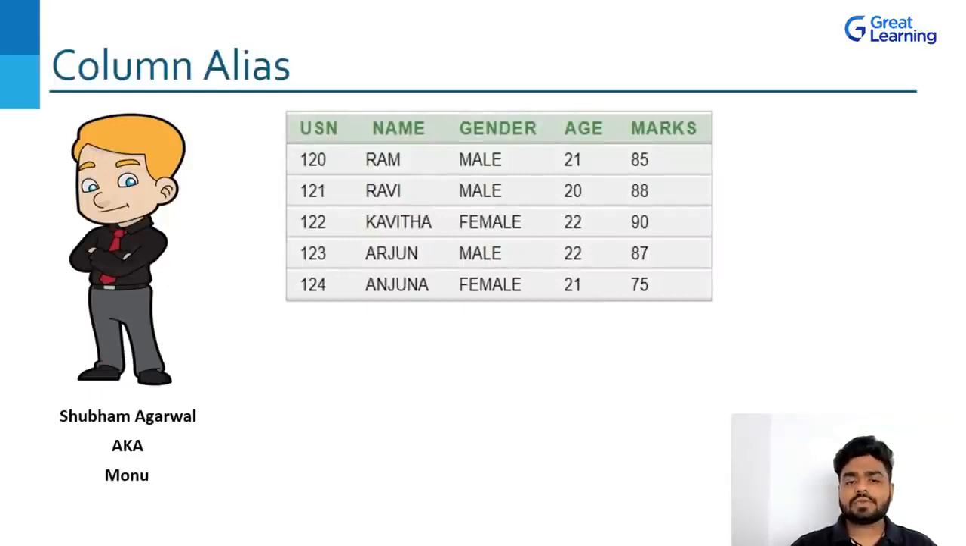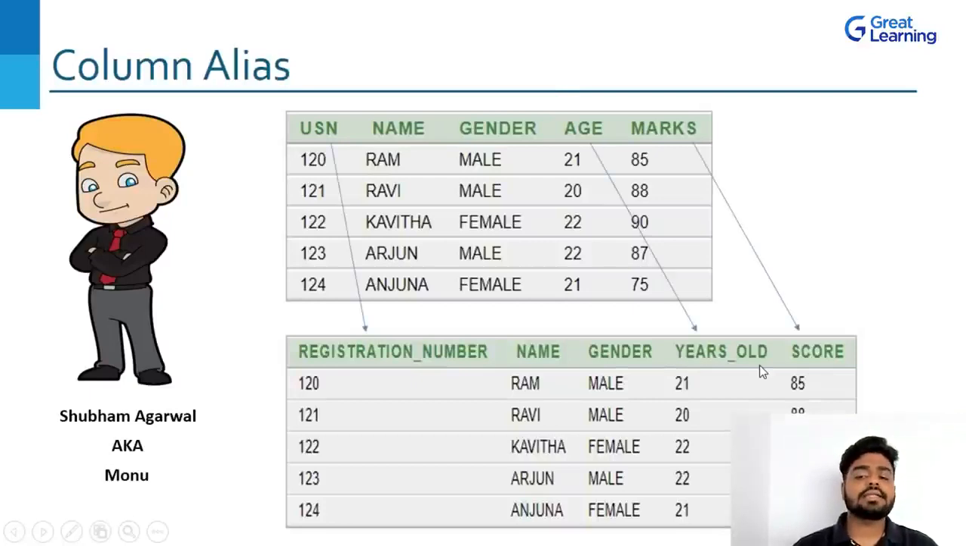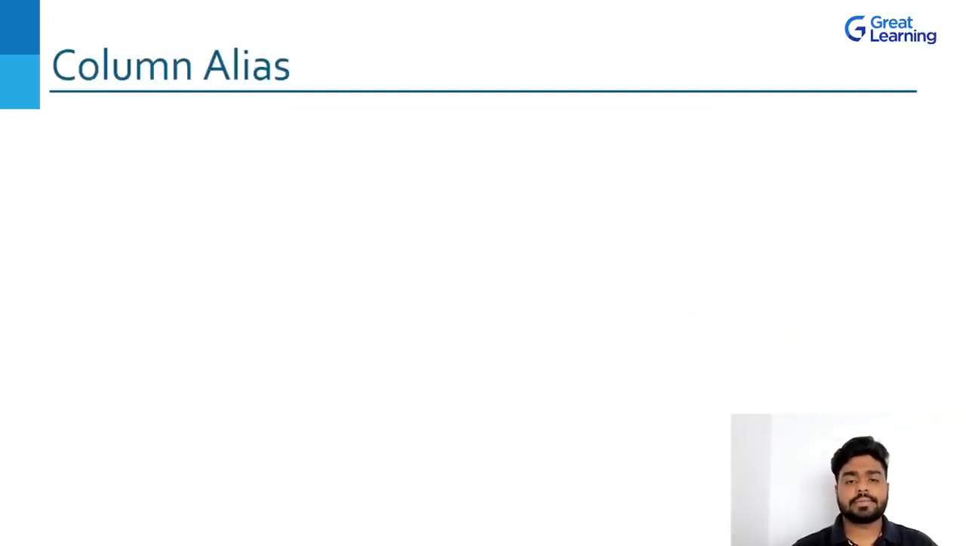Let's say that I have USN, name, gender, age and marks. Now I think USN should be changed to registration number. I think age should be changed to years old. And I think marks should be changed to score. So this is what I have done here, and this is what is called an alias. Alias means a temporary name for a particular column field or a table name.